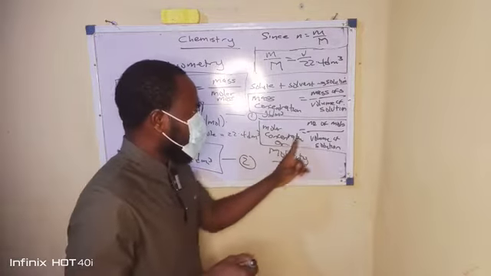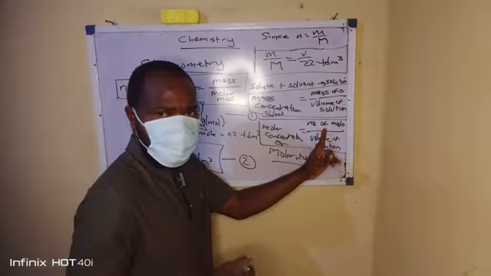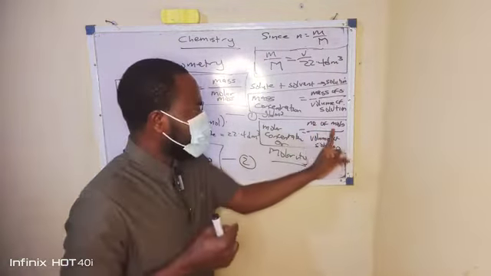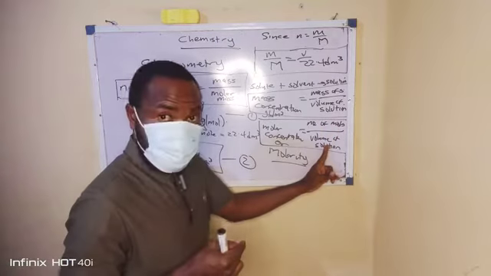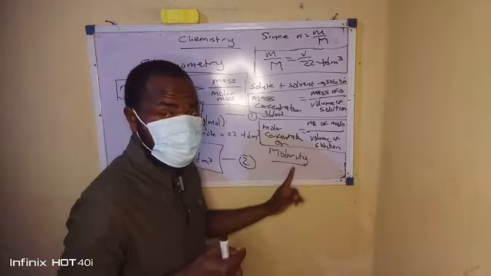Now, very quickly, this molar concentration is expressed in moles per dm cube. How do we arrive at that? The number of moles is in moles. Volume, of course, is in dm cube. Either you say moles per liter or you say moles per dm cube, or you can simply say molar.